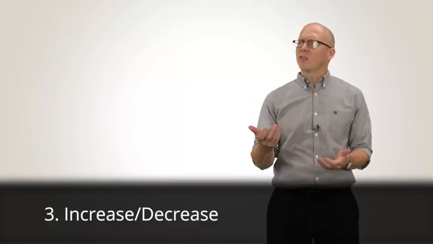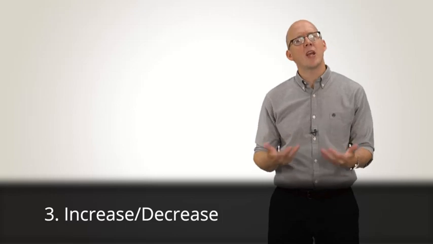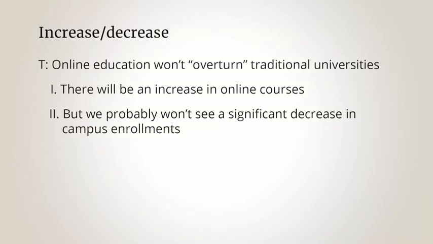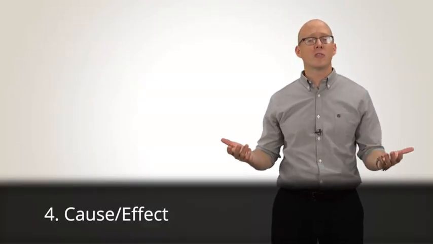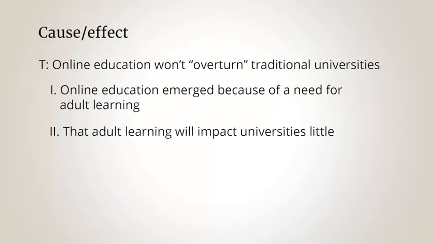Increase, decrease. Is there some type of qualitative or quantitative change going on? So if you look at this version of the speech, an increase in one area doesn't necessarily mean a decrease in another. Cause and effect. This is just a basic causal structure. Again, the idea behind both points is that online and traditional education appeal to different types of students. The cause of adult learning will have different effects on the different types of learning.